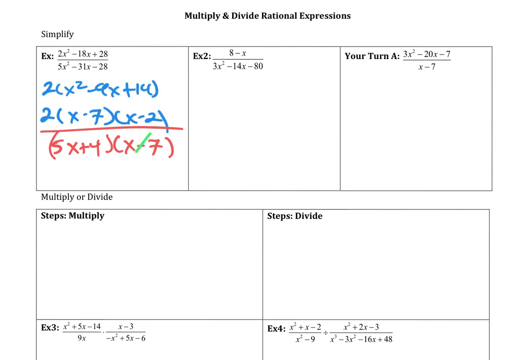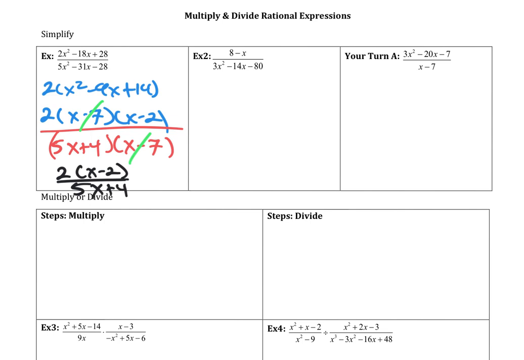So I'm going to cross cancel these x minus 7s, and then since I can't cross cancel anything else, I'm going to write down what we have left. So my final answer would be 2 times x minus 2 divided by 5x plus 4. And we have the option here of distributing the 2 if you wanted to. I don't think it's really necessary here.